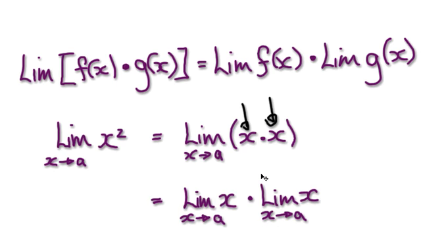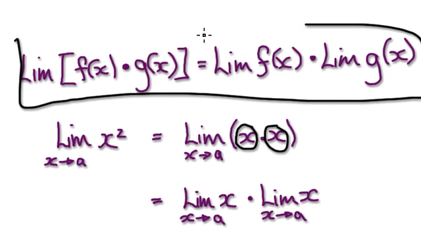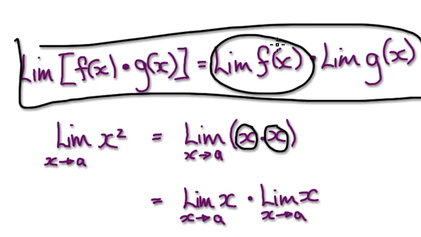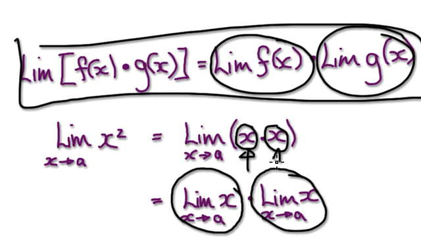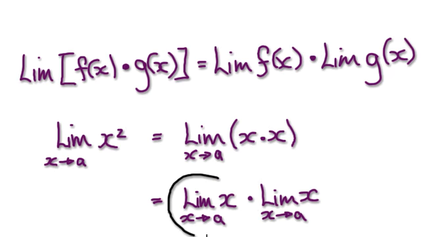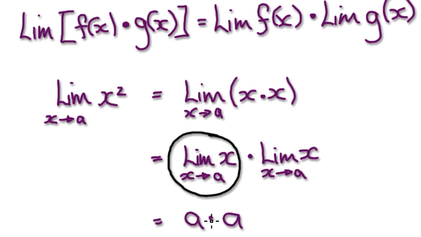So if you're given the limit of x squared, you can visualize it as one function times another, and by using this law, work out the limit of the first function, then work out the limit of the second one, and then multiply the two together. That will be the same as finding the limit of x squared. Anyway, the limit of this, as x approaches a, will be a.